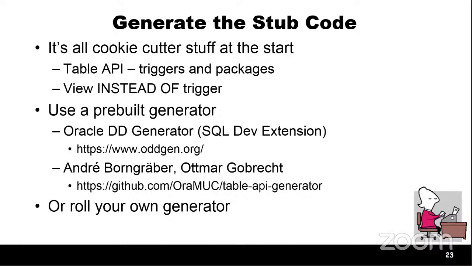Obviously, it won't write your business rules code for you unless you've written some kind of generator that reads metadata that you've created. So there's metadata and there are generators for that. But it'll at least give you the code that you can use for the base part of the table API. So one idea is to use a pre-built generator, and the two that I've listed here are extremely powerful.